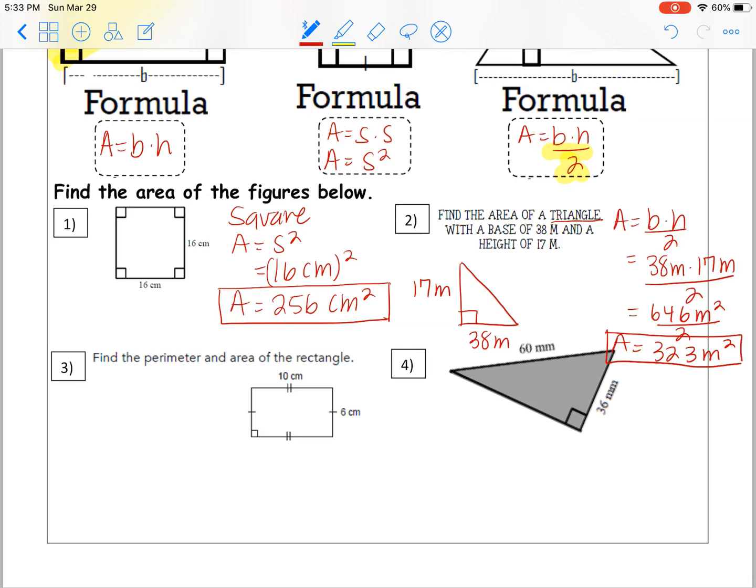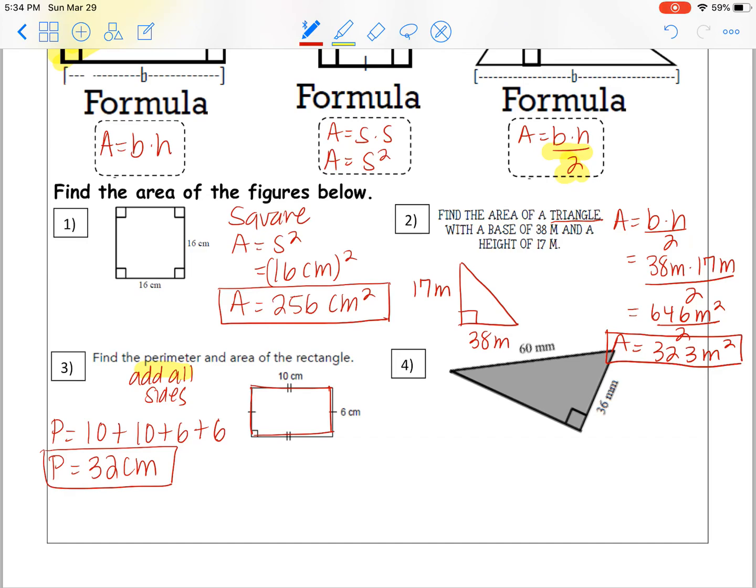All right, we're now in the third problem. It says find the perimeter and the area of the rectangle. We haven't talked about perimeter yet, but this is a concept that you should be very familiar with by now. In order for us to find the perimeter, we need to add all the sides. So I have 10 right here, plus another 10 right here, plus 6, plus 6. Our answer will be 32. And don't forget the units. Okay, 32 centimeters.